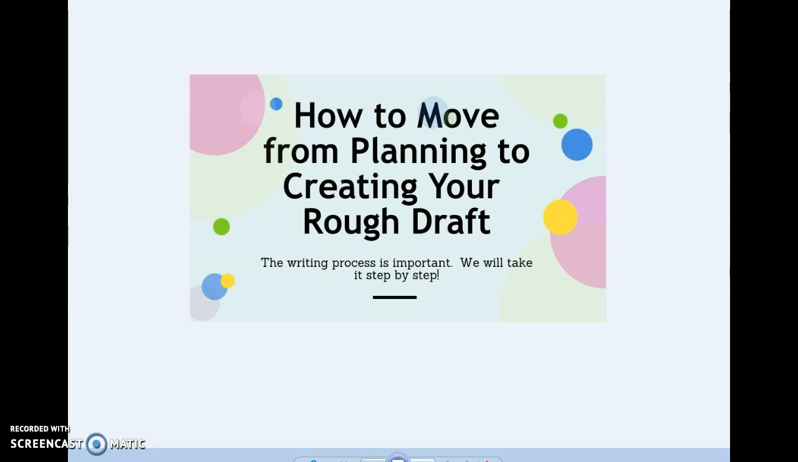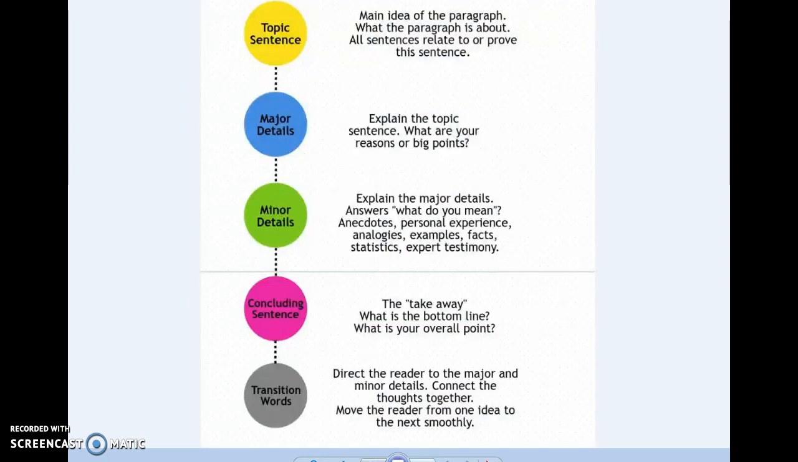First, let's review the basics of a paragraph. The topic sentence should answer all the parts of the question posed. It should be general enough that it leaves you open to using many different details in your writing. But it should be specific enough that all sentences should relate to and prove the topic sentence.